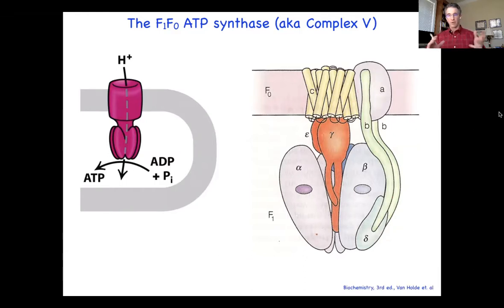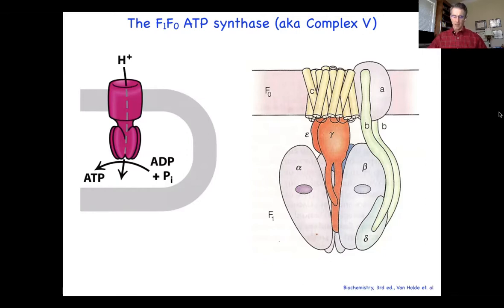Okay, that's the F0. Now the F1 is this large ball-shaped structure. It's about 400 kilodaltons in mass, and it contains the active sites. This is where the business of making ATP happens, in the F1 components, right? And this is constructed of a series of different subunits.